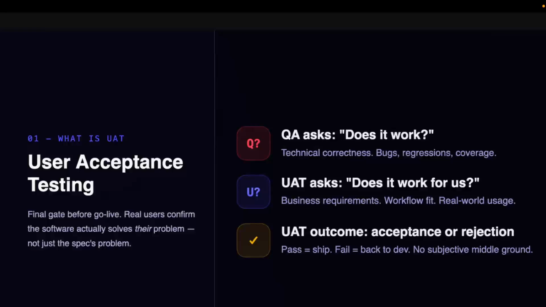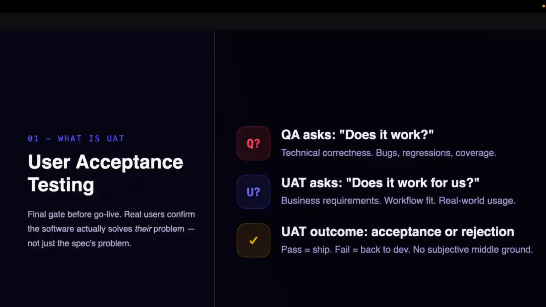UAT stands for User Acceptance Testing. It's the final phase of software testing, done before a product goes live, where real end users or business stakeholders verify that the software actually does what it was supposed to do, not what the developer thought it should do, not what the spec said in version 1, but what the user actually needs.